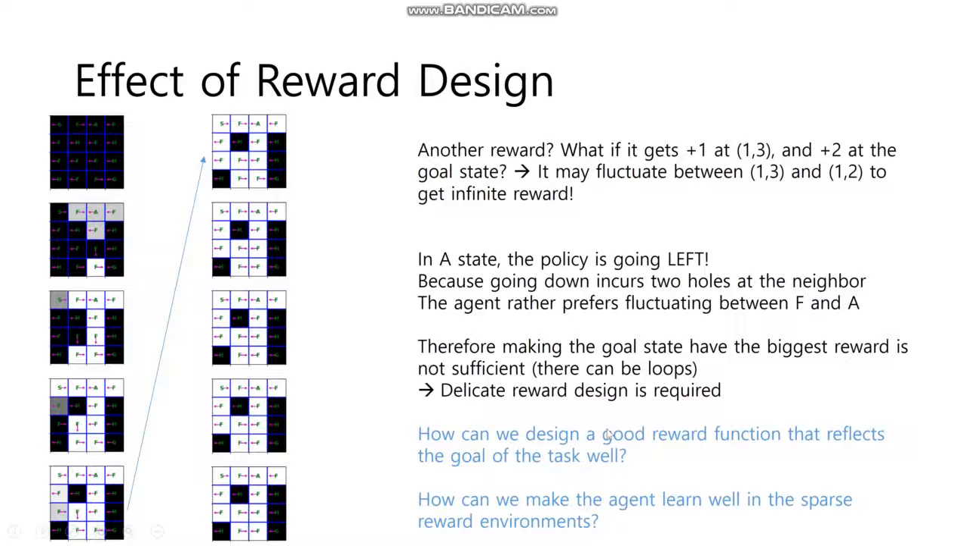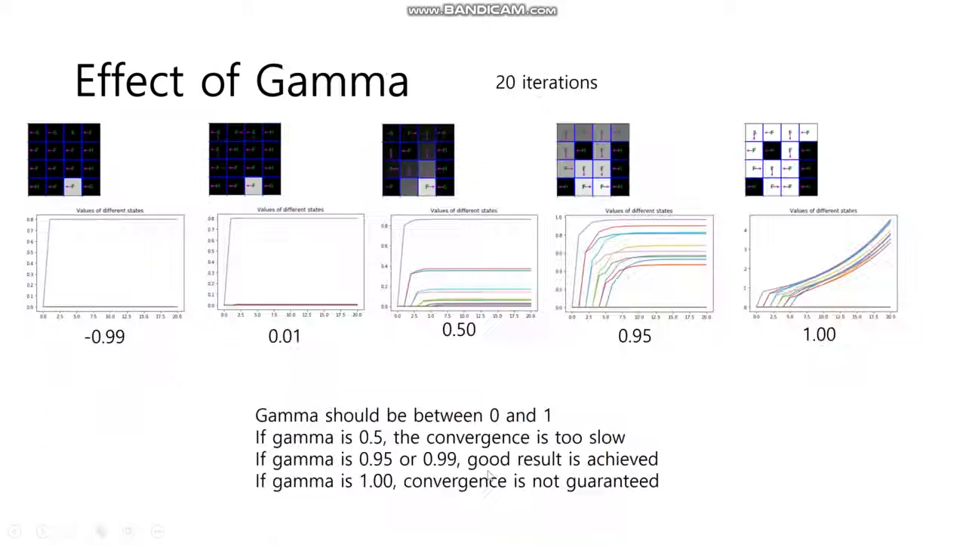Then how can we design a good reward function that reflects the goal of the task well? Or how can we make the agent learn well in sparse reward environments? These are some interesting questions to think about. And let me explain the effect of the discount factor gamma. We all know that the discount factor should be between 0 and 1, but what if gamma has other values?